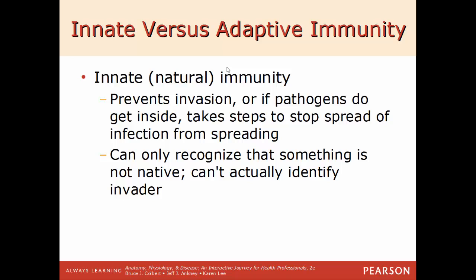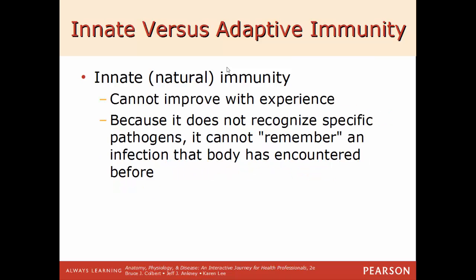Now, this type of immunity can only recognize something that is not native to you. It can't identify foreign invaders. It sees what is you and what is not you. That's something that does not get better with experience or over time. It's what you're born with, so what you have when you're born is what you have. This can't be improved upon. So because it can't recognize specific pathogens, it can't remember. There's no memory of antigens it has fought before. So this type of immunity is faster, but also very non-specific.